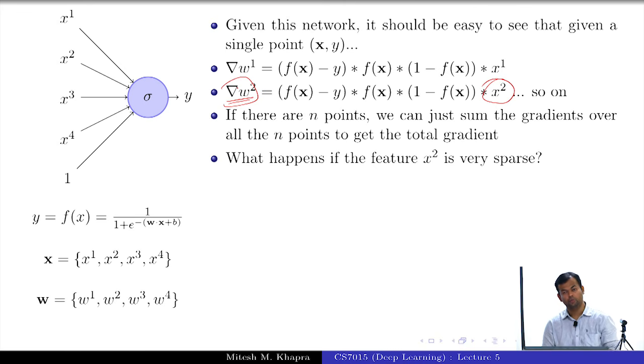So now, what would happen to the update? You started at a random value for W2. After one epoch, or one entire pass of the data, what would happen to the updates for W2? Very small, very few updates. Compare this to a feature which is dense.